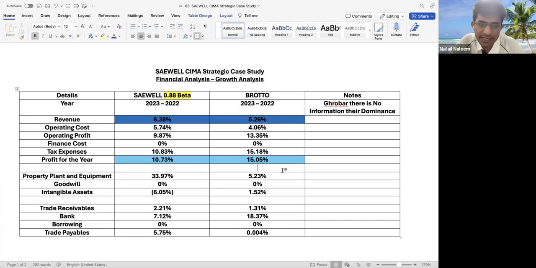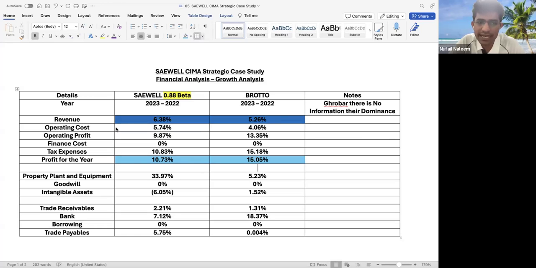So students, do you observe they have better cost control compared with us? Can I get a confirmation there? Because the revenue growth is only 5.26, but the profit growth is relatively higher compared with us. Although we have a better revenue growth, our profit growth is very minimalistic compared to theirs. Can I get a confirmation from you all in the chat box, students?